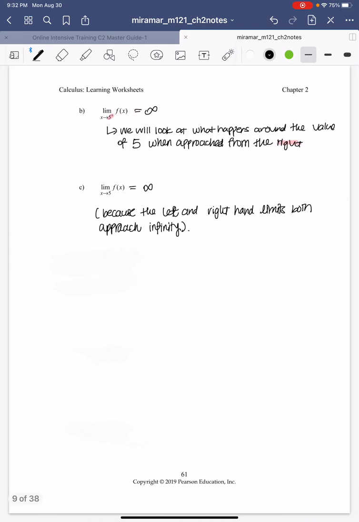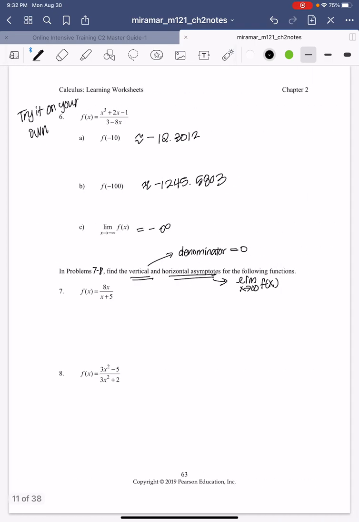Okay, so number 7, I have a fraction. So to find the vertical asymptote, we are going to set the denominator equal 0, and that will be my vertical asymptote. So vertical asymptote will be x plus 5 equals 0. So x equals negative 5, and that will be my vertical asymptote. So the function is not defined at negative 5.